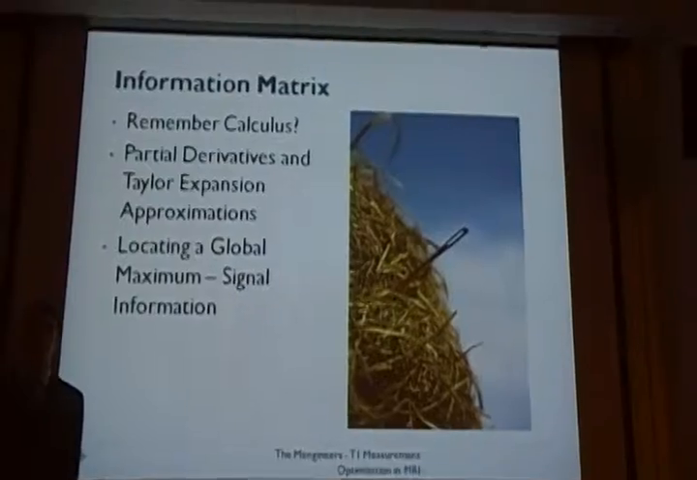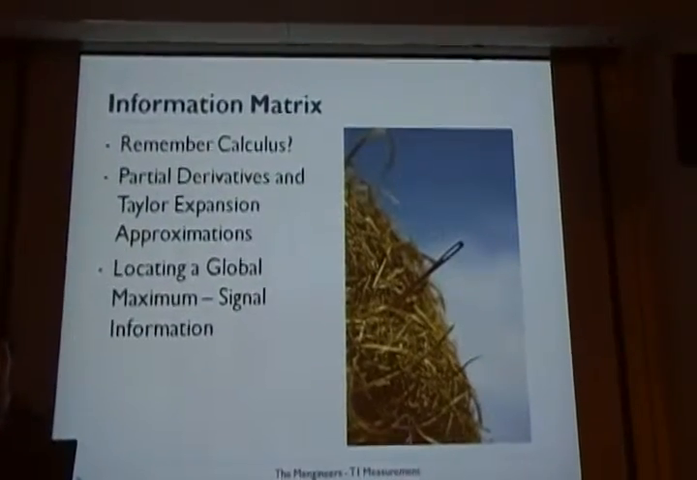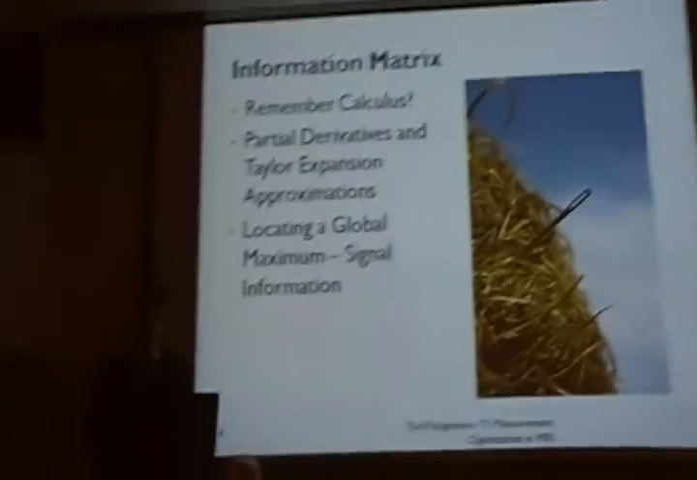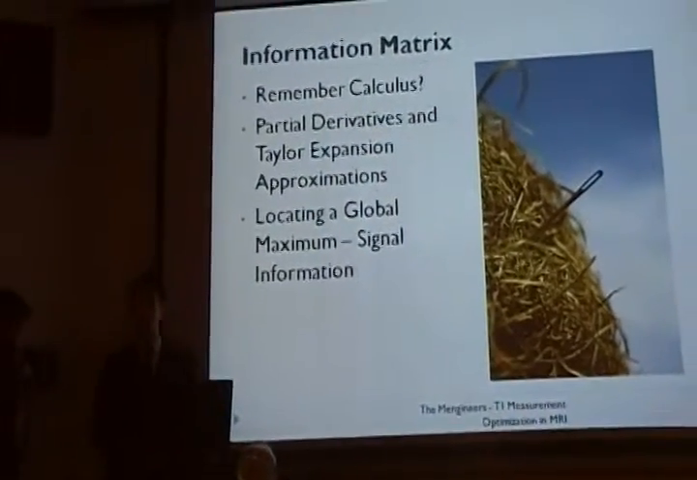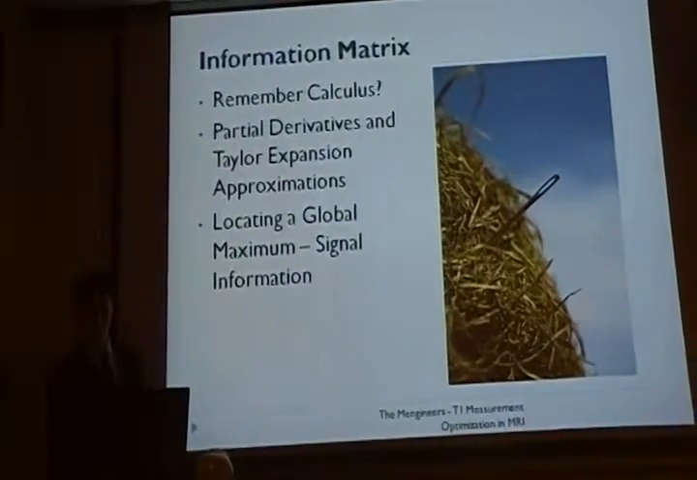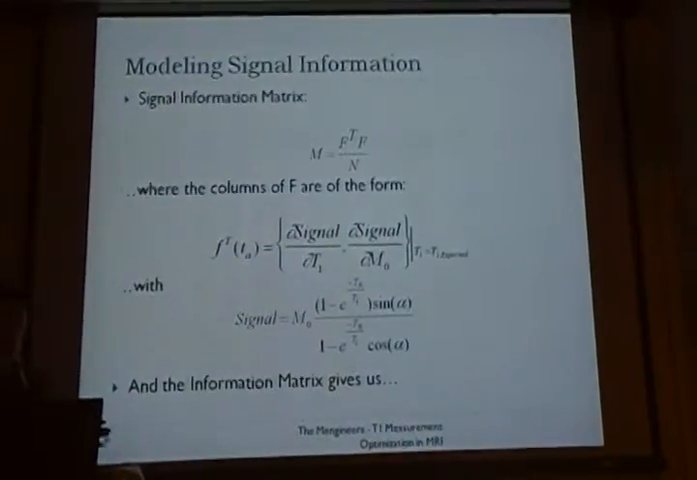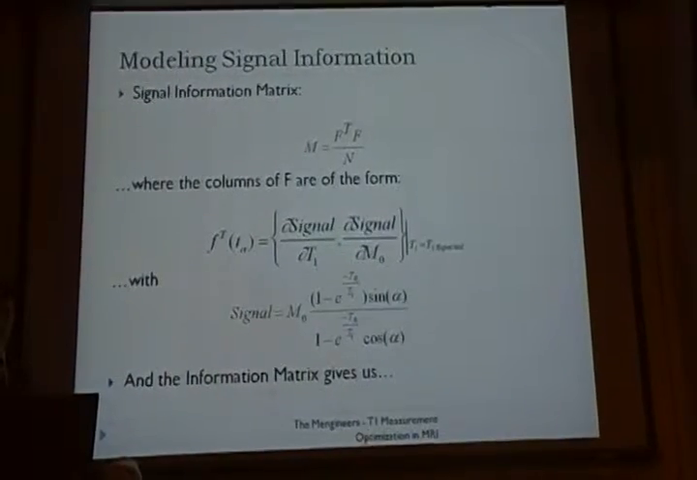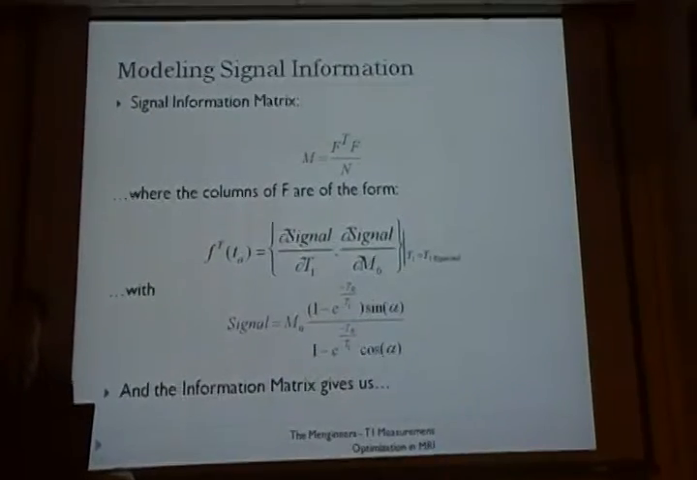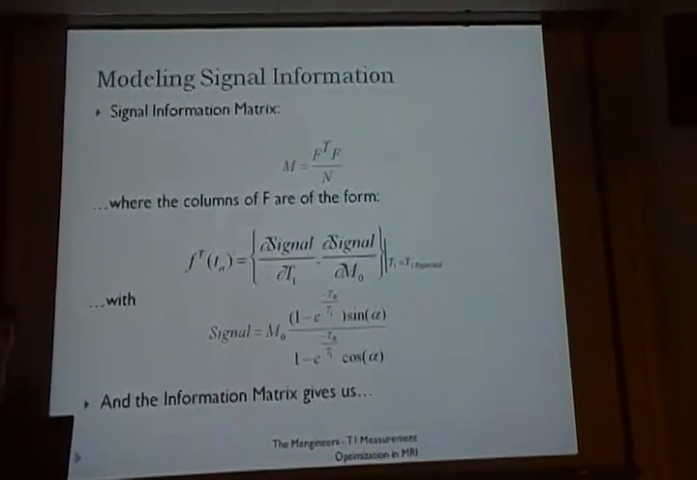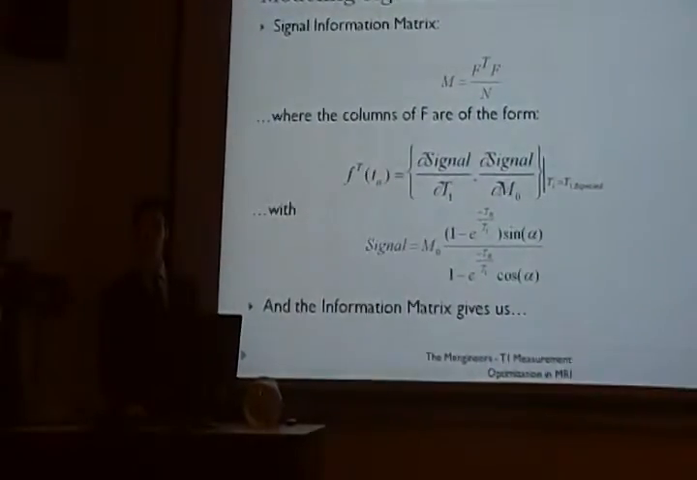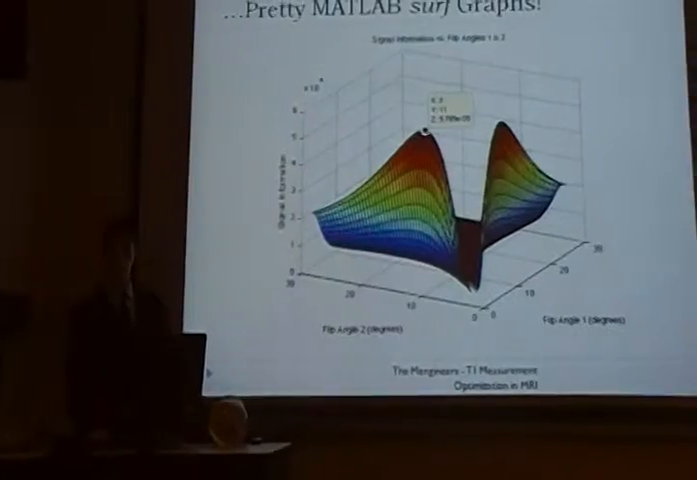An information matrix is essentially a model. It's a first-order Taylor expansion approximation that involves a few partial derivatives in the interest of locating the place where signal information is greatest. So this is essentially what the information matrix looks like. The partial derivative should indicate to most people in this room that we're looking for a maximum, particularly where signal information is greatest. So we run our numbers through the information matrix, and this is what comes out.